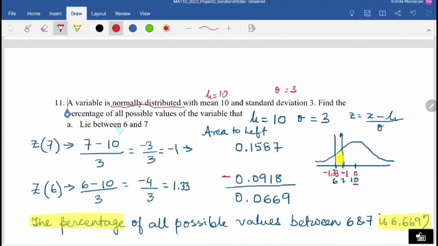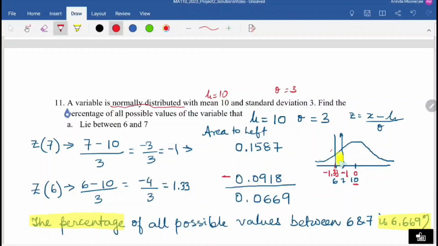And then the two other values of the variable are 6 and 7, and they want us to find the area between 6 and 7 essentially. So in your diagram, mark where 6 and 7 would be relative to 10. 6 and 7 are both less than 10, so they should be located somewhere to the left of the mean, the center point. So I've denoted 6 here, and then 7 is greater than 6, so it should be to the right of 6.